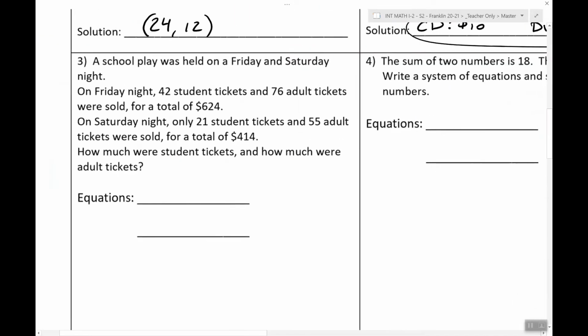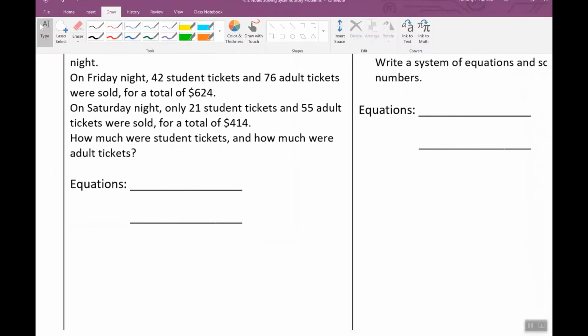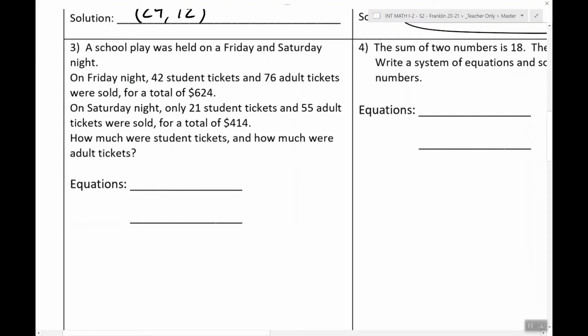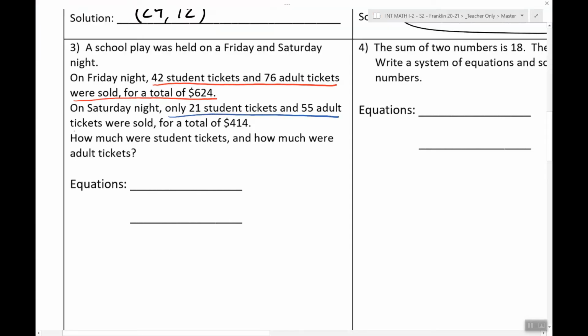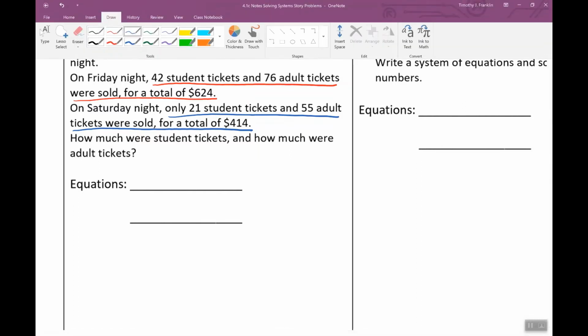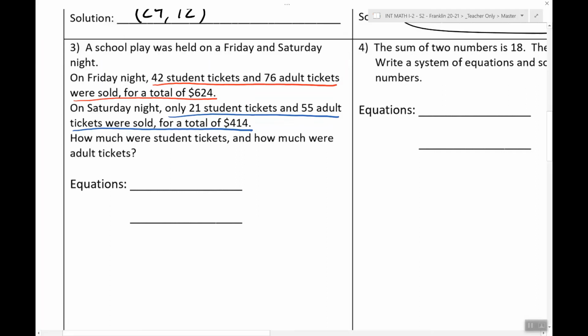So let's keep going. Number 3, a school play was held on a Friday and a Saturday night. On Friday night, 42 student tickets and 76 adult tickets were sold for a total of $624. That seems like an equation there. On Saturday night, only 21 student tickets and 55 adult tickets were sold for a total of $414. So we have an equation for Friday and an equation for Saturday. It says how much were student tickets and how much were adult tickets. So that's what our variables are going to be, one for student, one for adult.